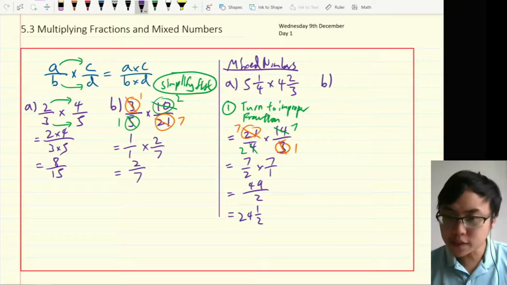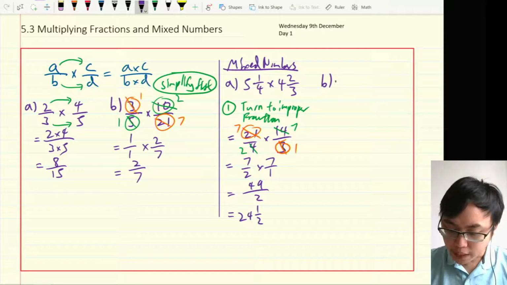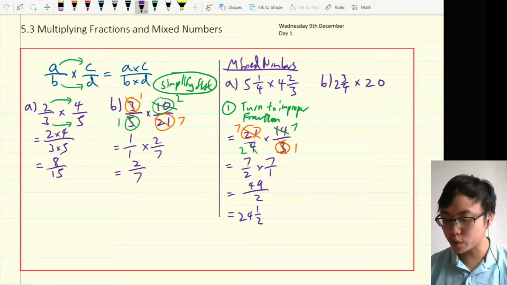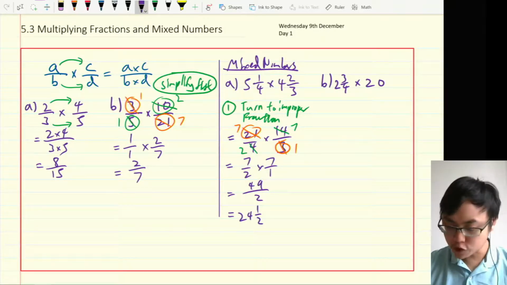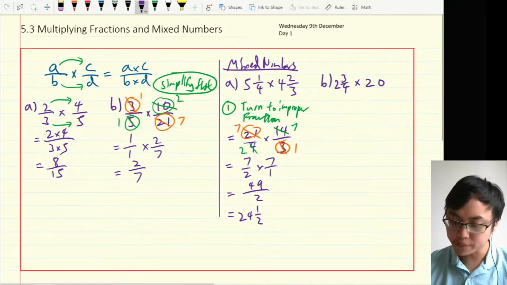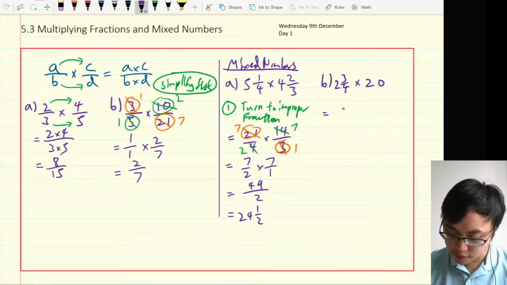Next example, and this will be the last example, I have 2 and 3/4 multiplied by a whole number 20. Now, remember, the first step is to change the mixed number into an improper fraction. So 2 times 4 is 8, 8 plus 3 is 11. So that is the same as 11 over 4 times 20.